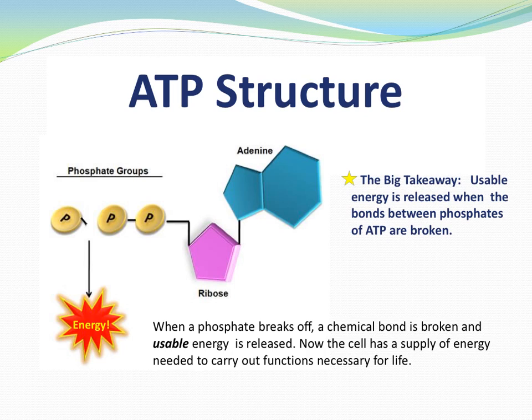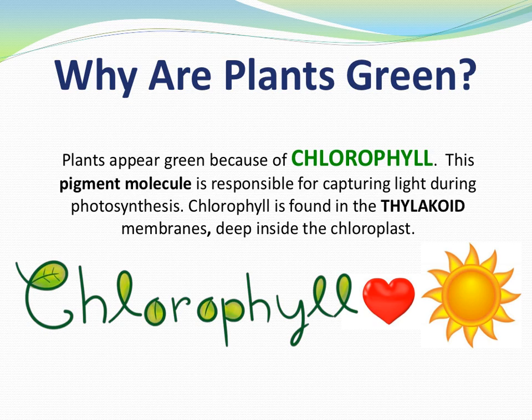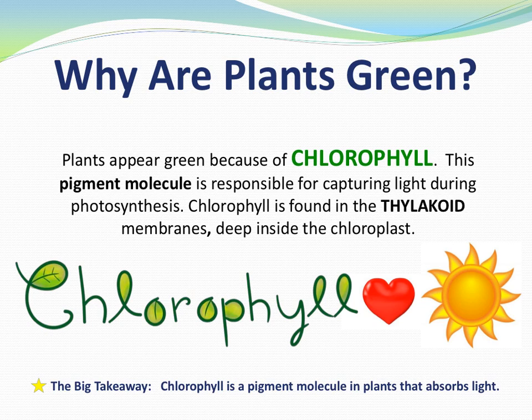All right, we've talked about glucose and ATP. That brings us to our next molecule and a question. Why are plants green? Plants appear green because of chlorophyll. This pigment molecule is responsible for capturing light during photosynthesis. Chlorophyll is found in the thylakoid membranes deep inside the chloroplast of plant cells. The big takeaway: chlorophyll is a pigment molecule in plants that absorbs light.